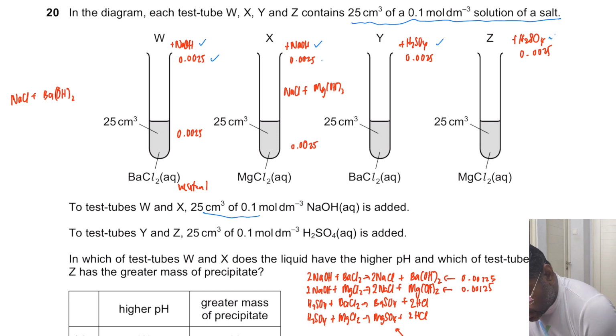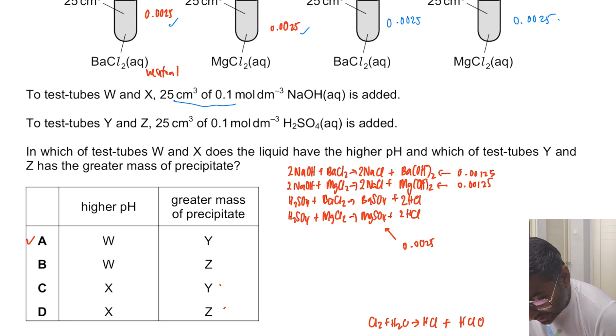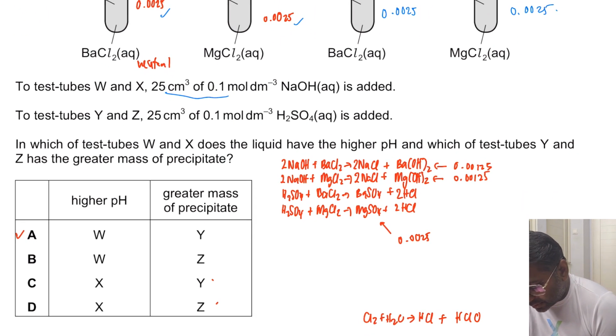So within the barium chloride, magnesium chloride, and so on, they say 25 and 0.1, the number of moles. I have calculated the number of moles. So it's similar, 0.0025. So they are reacting. They ask which one has higher pH and which one has greater mass of precipitate.